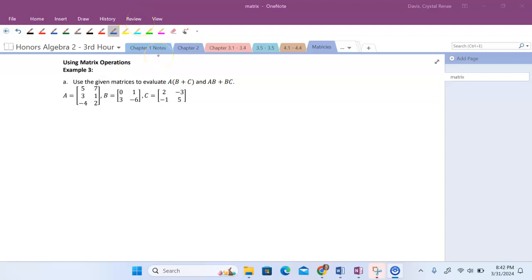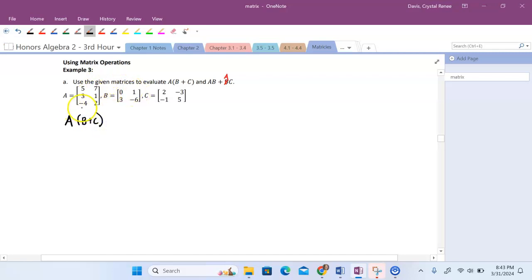Okay, so we are to example 3. It says use the given matrices to evaluate A times B plus C and AB plus AC, because we're seeing if the distributive property works among these matrices. I'm going to do both of these. So let's first do A times B plus C.